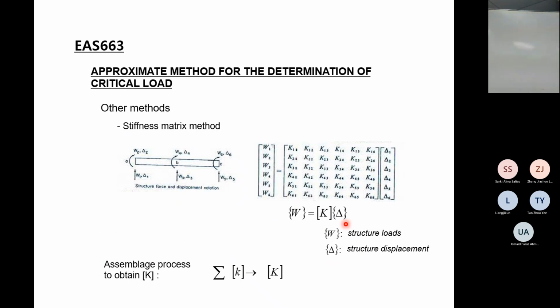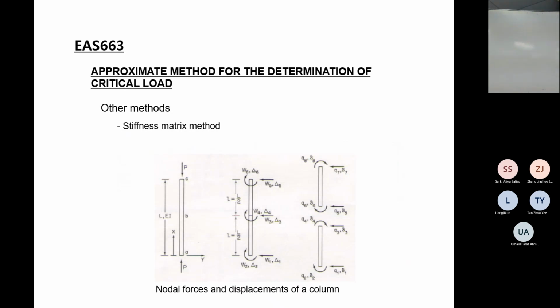So later, when we know the delta at the structure level, we can go back to the element level and find the element forces, for example, shear force or bending moment. So this is a basic idea of stiffness matrix method.